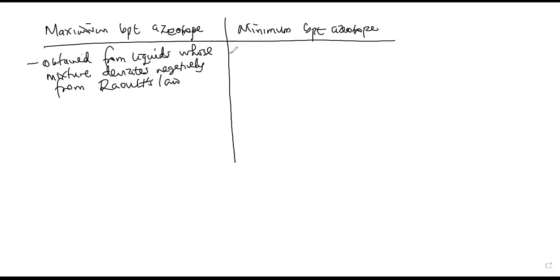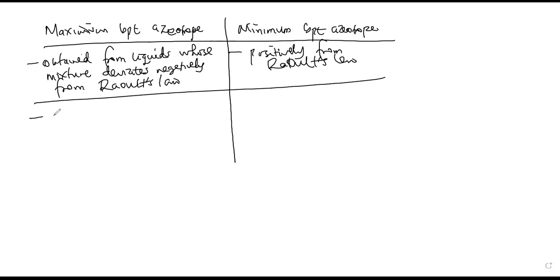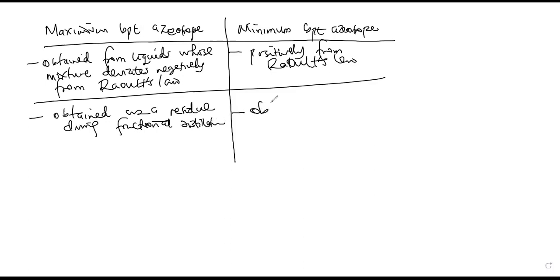While here, opposite. Obtained from liquids whose mixture deviates positively from Raoult's law. You have to write all those words. Another point is that this one is obtained as a residue during fractional distillation, while here, it is obtained as a distillate.